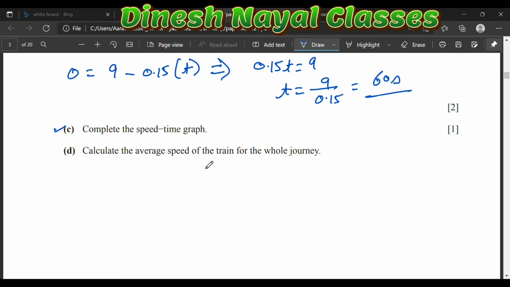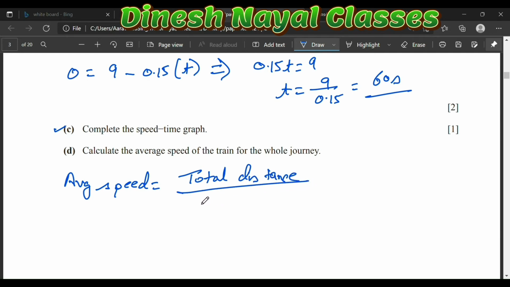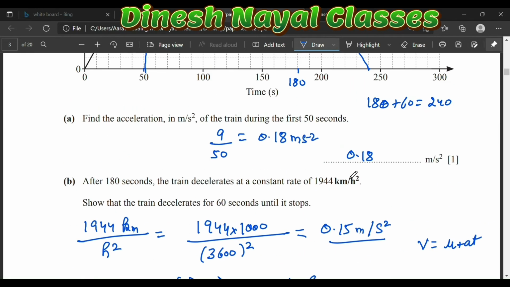D part. Calculate the average speed of the train for the whole journey. We know that average speed is total distance by total time. Now to calculate the distance, we have to calculate the area under the graph. Now the graph makes a trapezium.